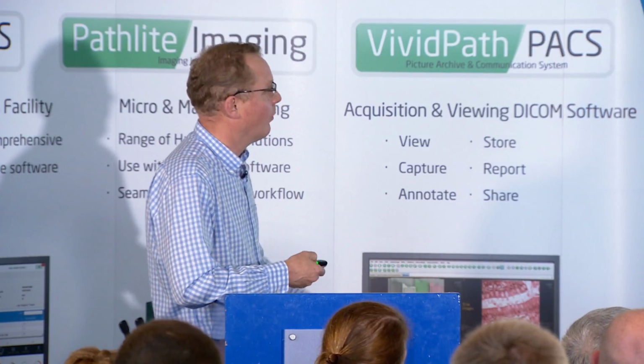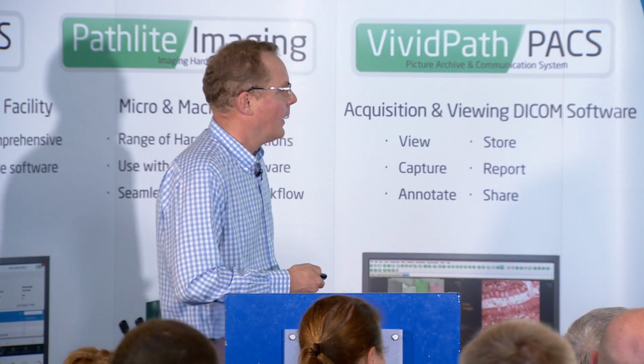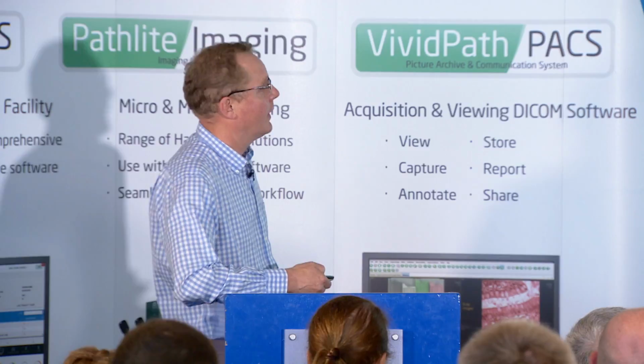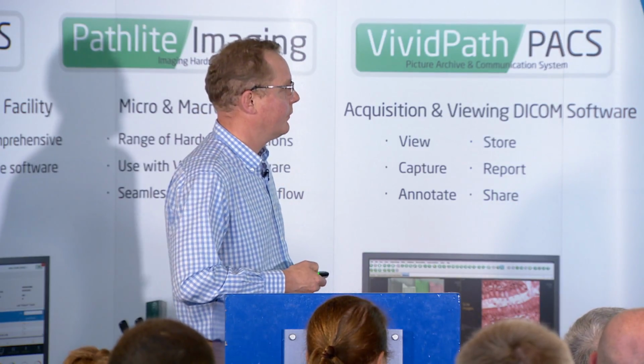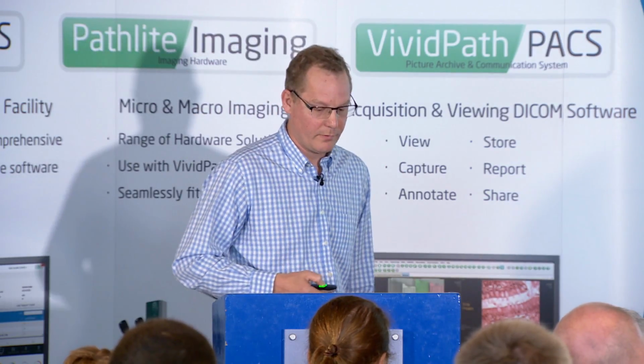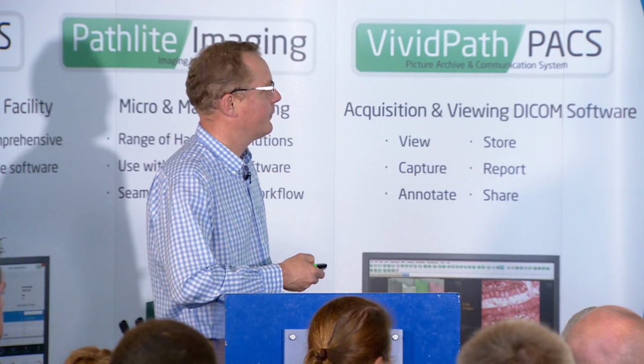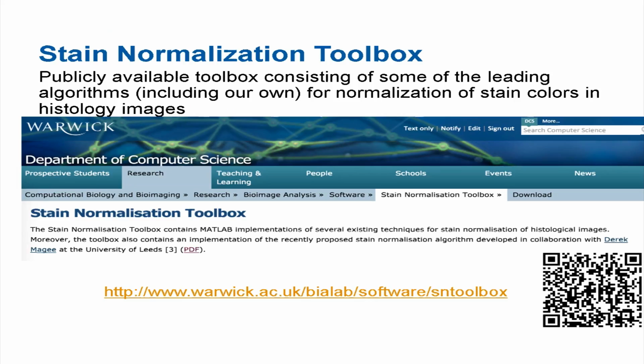And this is known as stain normalization or deconvolution. And it's a very important piece of work to do right at the start of your algorithm development. So important, in fact, that one of the first things we did was make these tools available on the web as part of our stain normalization toolbox. So what we use in Coventry and Warwick is available on this website in order to assist other teams that are at work in this arena, should they wish to make use of it.